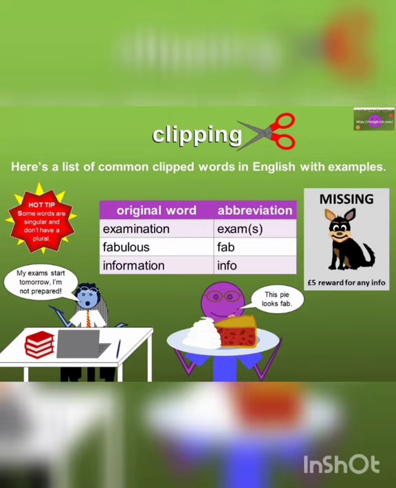Clipping is the process of reducing the elements of a word. This process occurs when a word of more than one syllable is reduced into a shorter form. For example, the word advertisement becomes ad, and the word brother becomes bro, or facsimile reduced to fax.